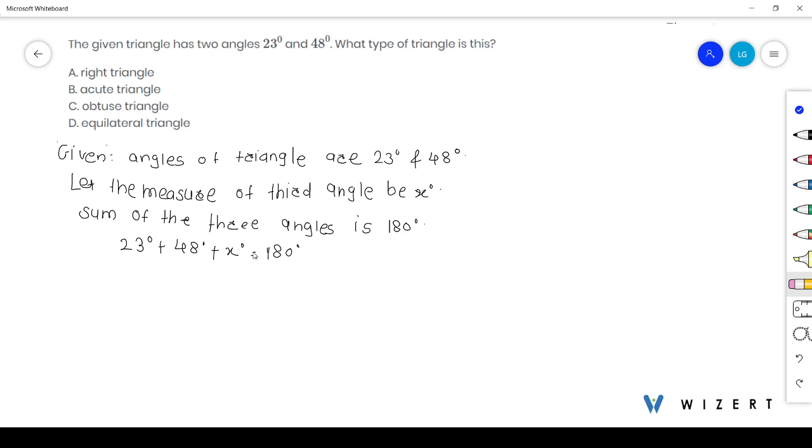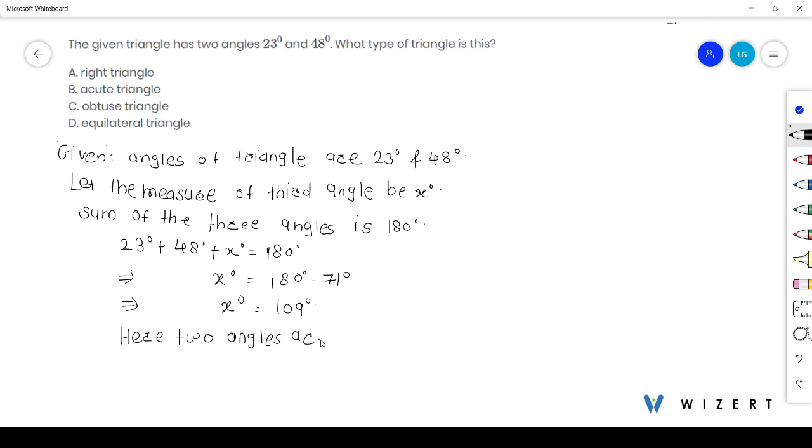So x degree will be 180 degree minus 71 degree. So it is 109 degree.